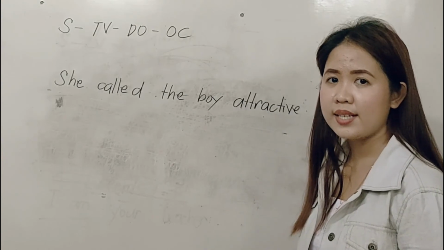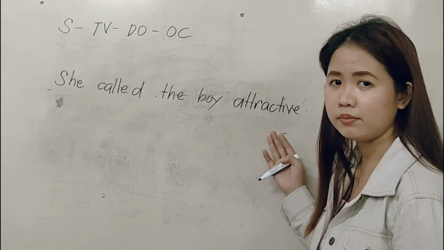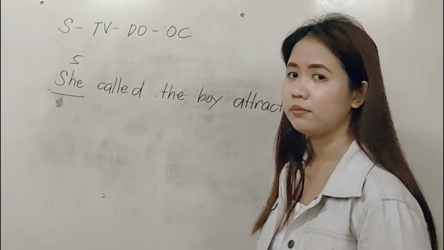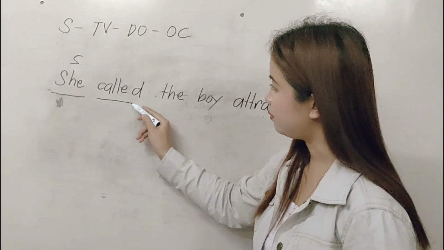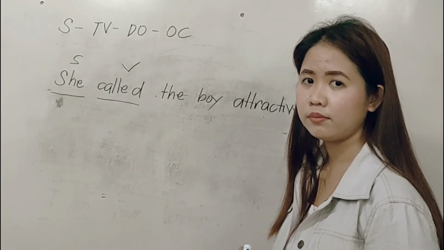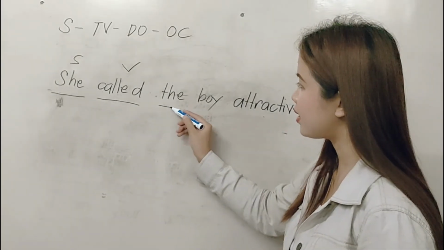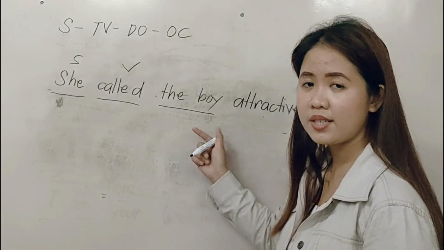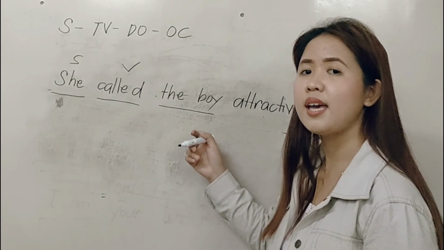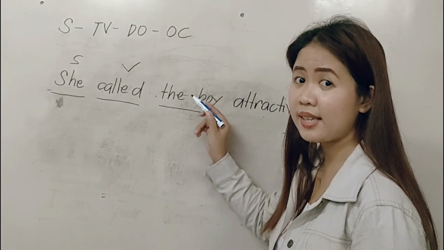Let's try to analyze the sentence. She called the boy attractive. She is the subject. Called is the verb. She called who? Sino yung tinatawag niyang attractive? The answer is the boy. This is answerable by the who question. Or if being answered by the what question, this is considered still as a direct object.